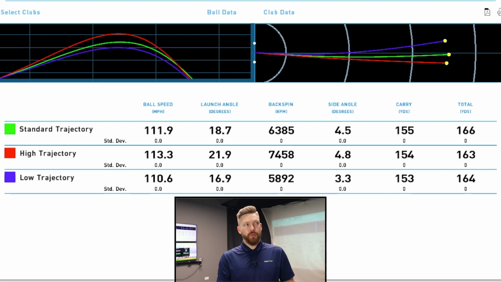And the carry distances were all very similar, within 2 yards of each other, and the total distance was quite similar as well. So it just shows you that I tried to do that as fair as possible. That was one take, 3 shots, and that's, like I said, the beauty of the system is being able to predict the ball flight just by changing something very simple in the follow through. Let's take a look quickly at some more club data.